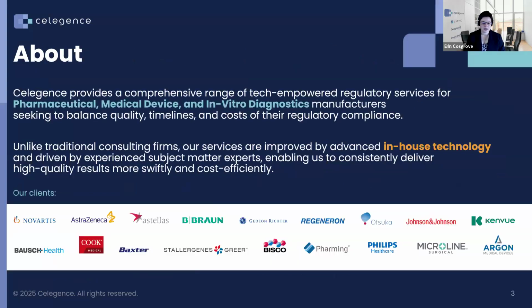So quick background on Celigence. We are a regulatory consulting company. We have both technology and services, including EU MDR medical writing. We've been supporting clients with EU MDR work since 2018. We help clients with a lot of CERs, CEPs, PMCF plans and reports, everything needed both for that initial transition to MDR as well as ongoing MDR maintenance.